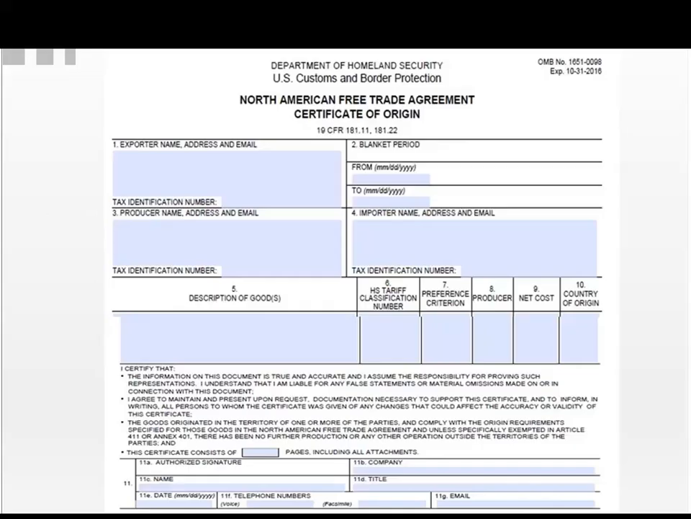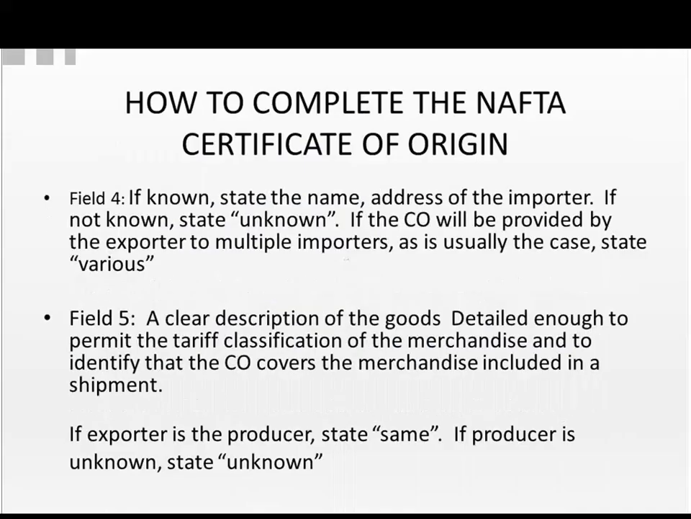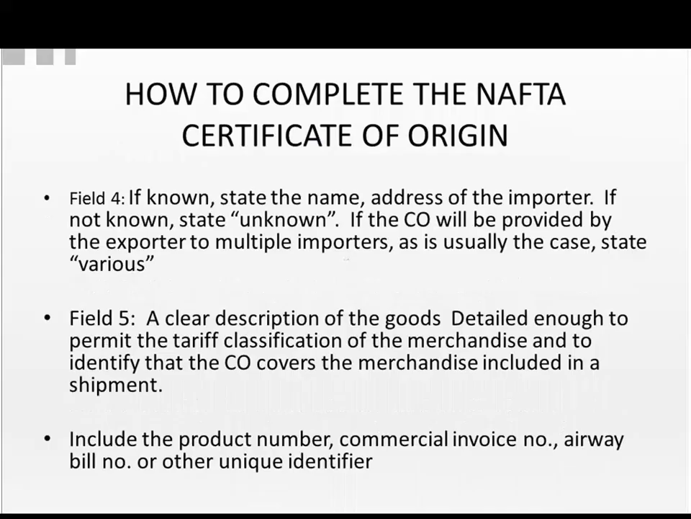And then a similar thing in 4, these are fairly obvious. Field number 4 is the importer name, address, email, and the tax ID number. It's field number 5, as you see, description of goods, where it gets more complicated and where mistakes are made. So let's talk about field number 5.